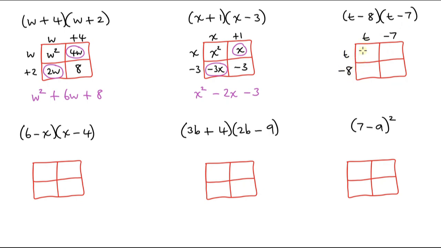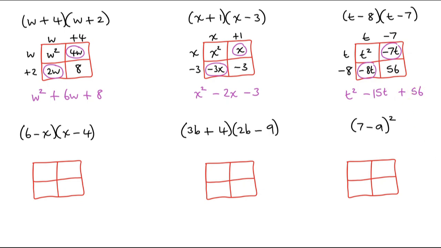T times t is t squared. T times negative 7 is negative 7t. T times negative 8 is negative 8t. And then negative 8 times negative 7 is positive 56. So we've got t squared. And then these two terms will simplify to negative 15t. And then we've got plus 56.